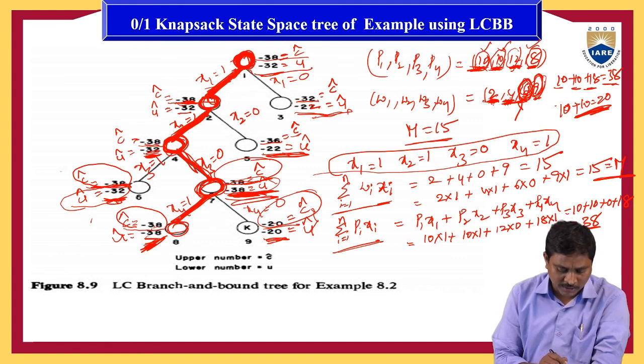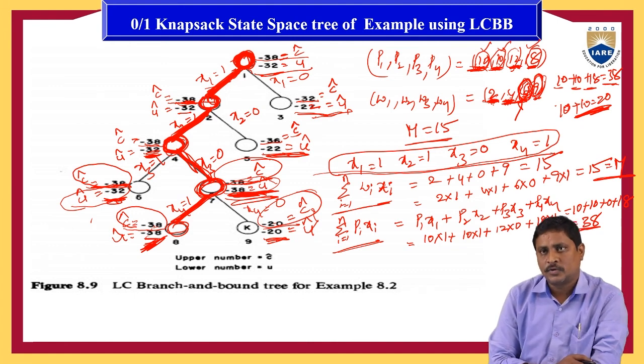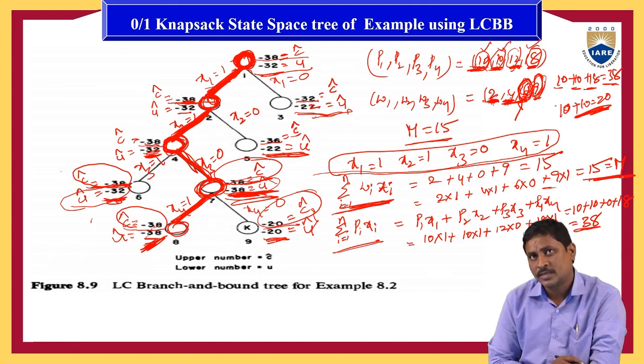That optimal solution is x1 equal to 1, x2 equal to 1, x3 equal to 0, and x4 equal to 1. The corresponding maximum weight value is 2 into 1 plus 4 into 1 plus 6 into 0 plus 9 into 1. That means W1 into x1, W2 into x2 plus W3 into x3 plus W4 into x4. That value is 15, which is equal to the maximum capacity value.